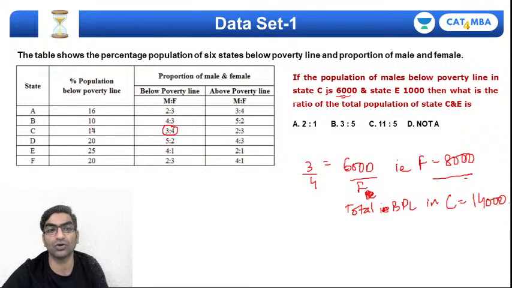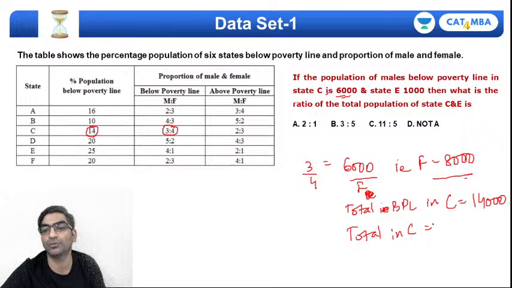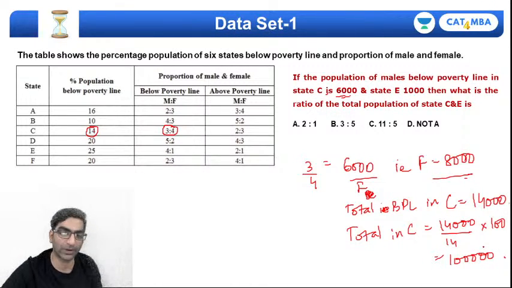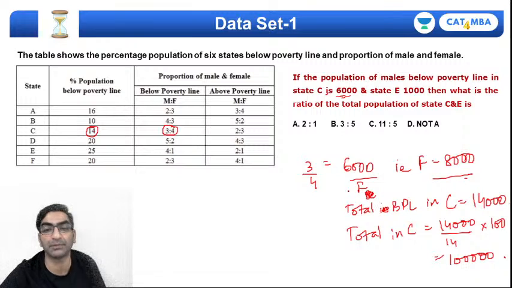But you know that BPL is 14% of the total. So total state C would be 14,000 divided by 14%, so divided by 14 into 100, that's 1,000 into 100, 1 lakh. Okay, total population of C is 1 lakh people.